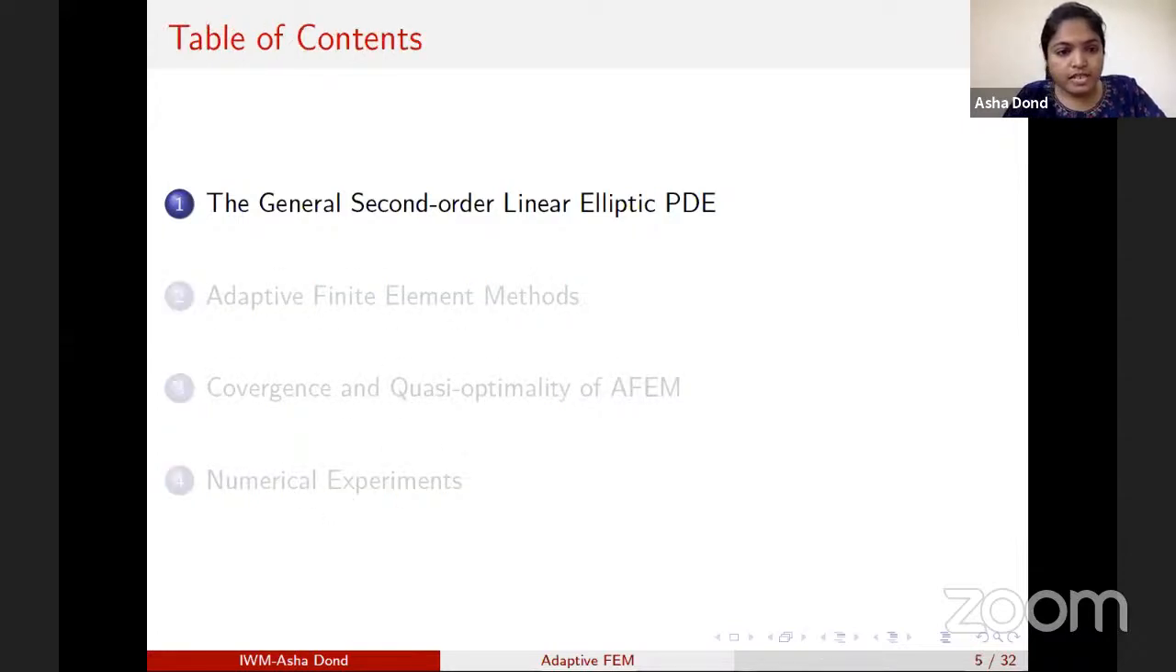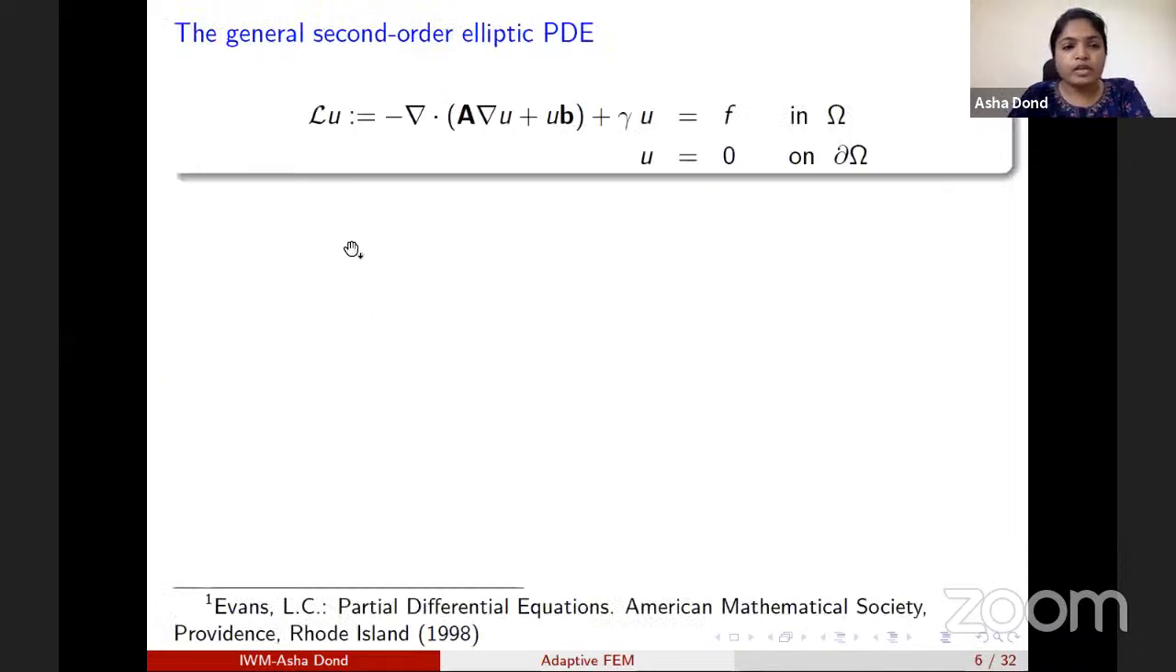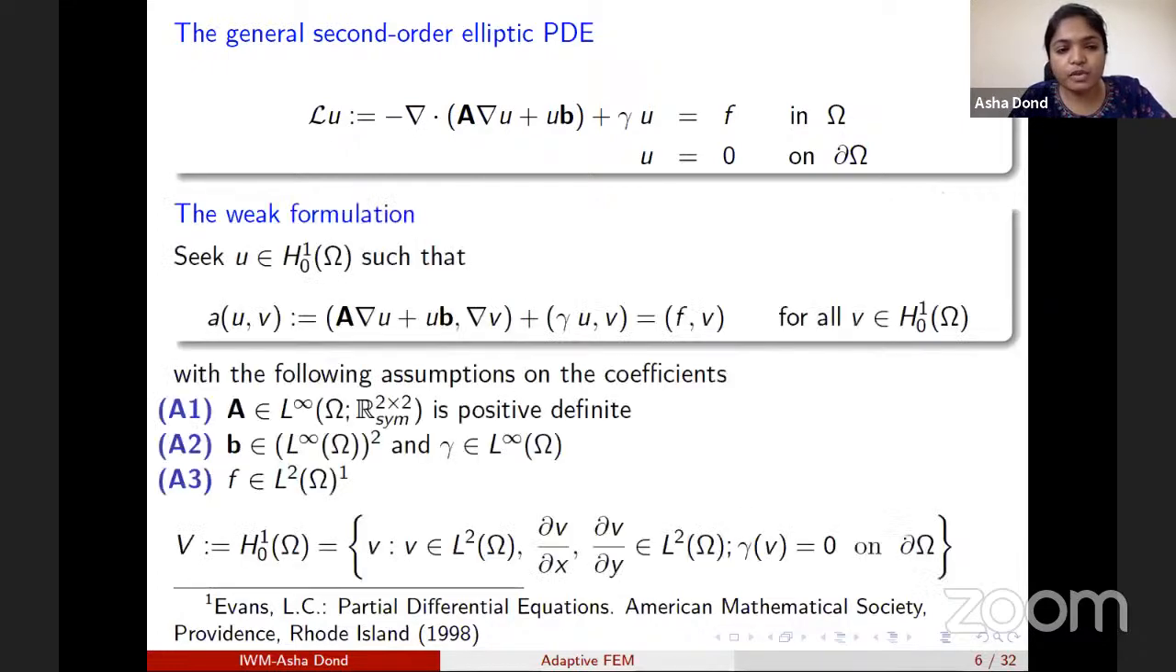So first, we will see the general second order elliptic PDE. It has this form: minus divergence of A gradient u plus u b plus gamma u equal to f. This is over some bounded domain omega, and u equal to 0 over the boundary. Basically, this equation has a reaction term, a convection term, and the diffusion term. We are going to study the finite element method for this kind of problem, and the finite element method depends on the variational formulation, also known as the weak formulation.